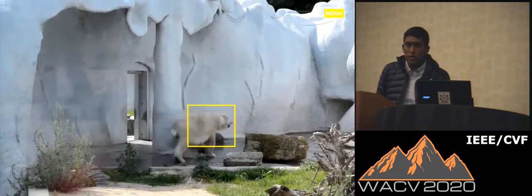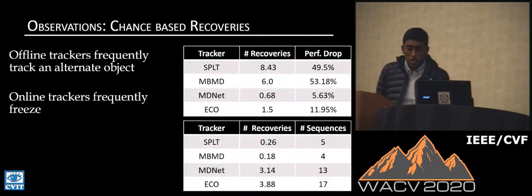So we formalize experiments and compute metrics to calculate this. Our main conclusions are that trackers which are trained fully offline frequently tend to track alternate objects. And the ones which make online model updates are frequently seized. And we also show that the impact of this is very significant on the tracking performance.